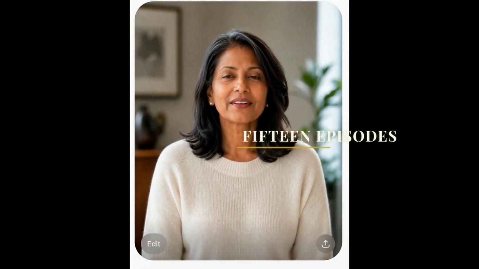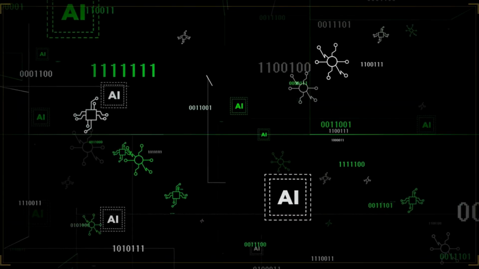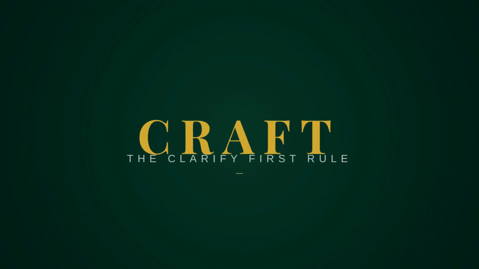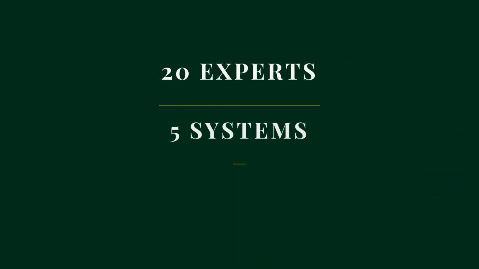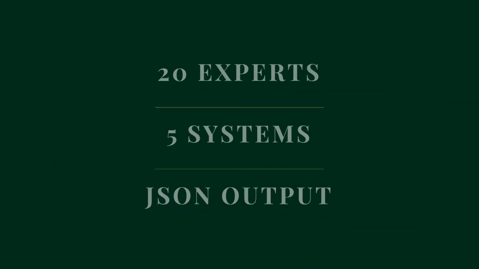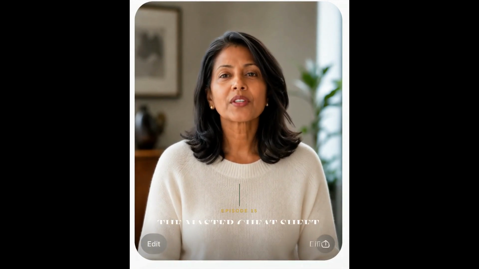15 episodes, we have covered a lot. What AI actually is, what a prompt is, why you have been getting bad results, how to fix it, the CRAFT method, the rule of 5, the clarify first rule, how to make your first $1. 20 built-in AI experts, 5 execution systems, real-life prompts, fast output prompts, JSON output control. This final episode pulls everything into one place. One cheat sheet, everything you need, always within reach.